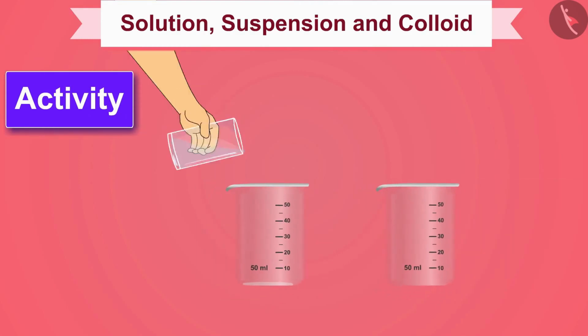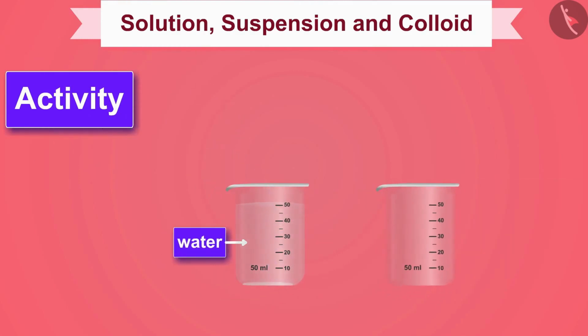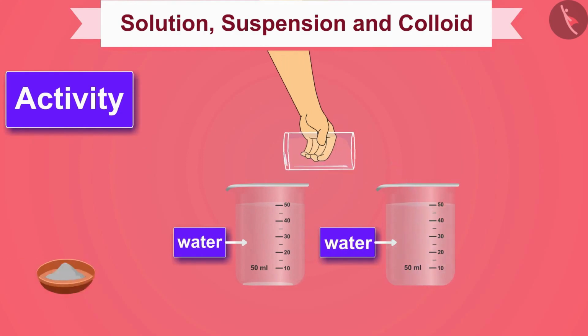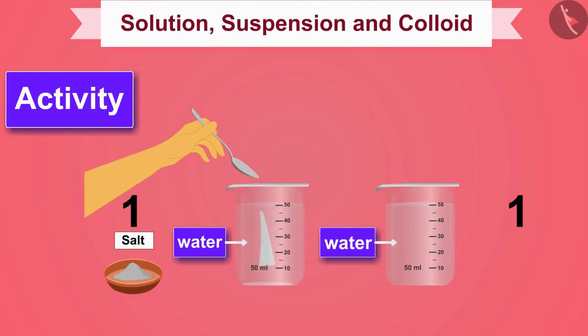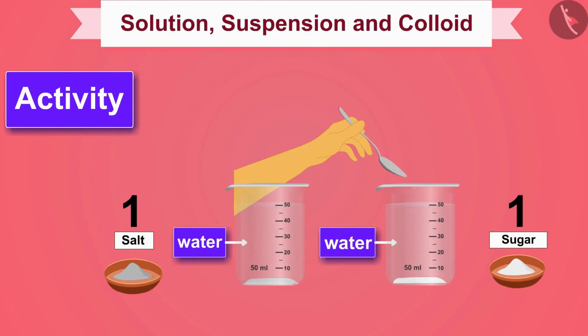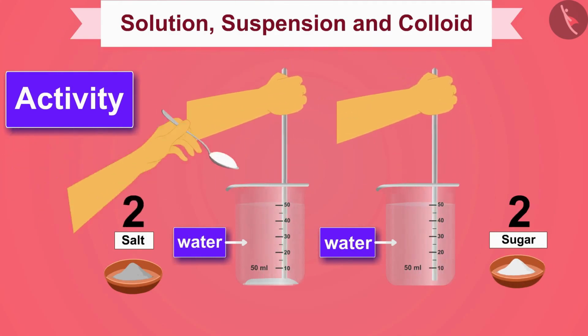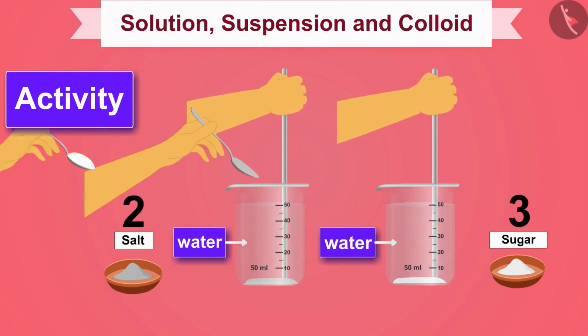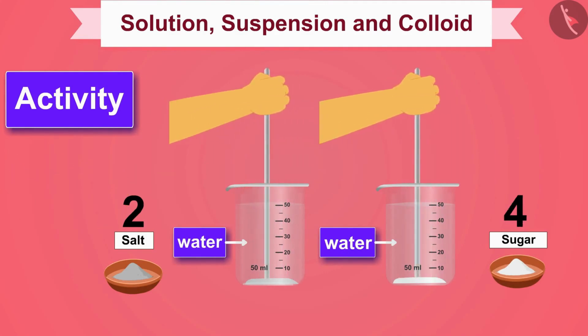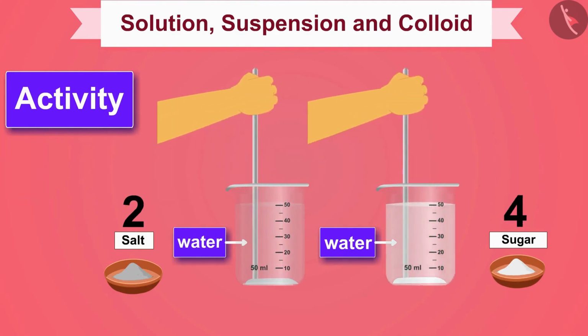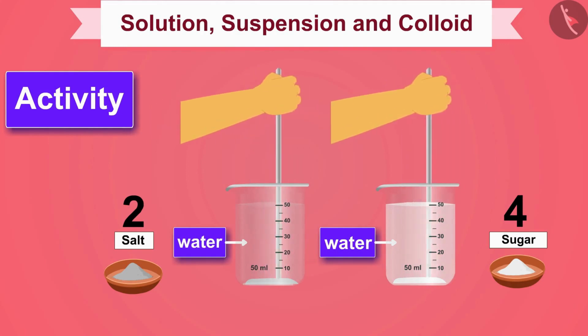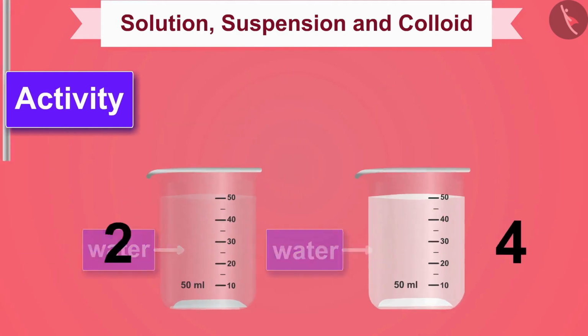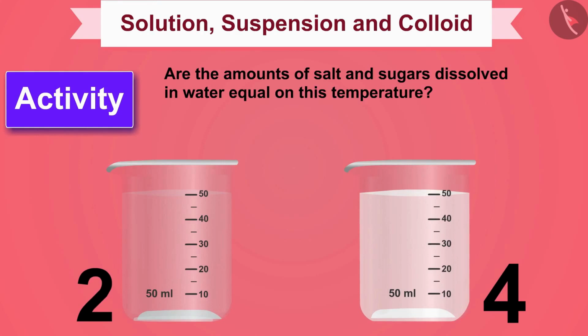Take 50 ml of water in 2 separate beakers. Mix salt in one beaker and sugar in another and mix them well. Keep the salt and sugar dissolved in both of these beakers until you cannot dissolve any more salt or sugar in the solution. Are the amounts of salt and sugars dissolved in water equal on this temperature?